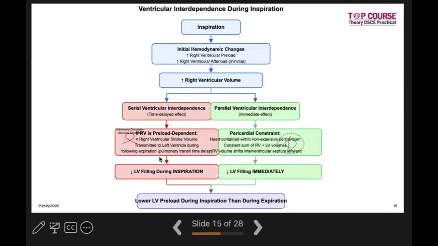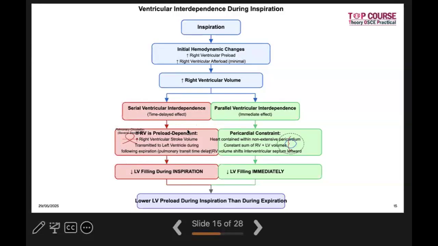One is the serial ventricular interdependence. This is the transmission of these changes in the preload to the left side of the heart from inspiration to expiration, which usually takes time, like 2 to 3 cardiac cycles. That is called serial ventricular interdependence. This increase in the right ventricular stroke volume to get transmitted to the left ventricle and to increase the left ventricular volume takes a longer time, which is called pulmonary transit time.